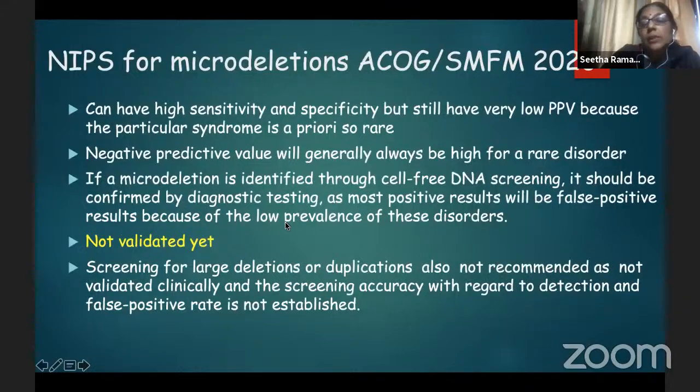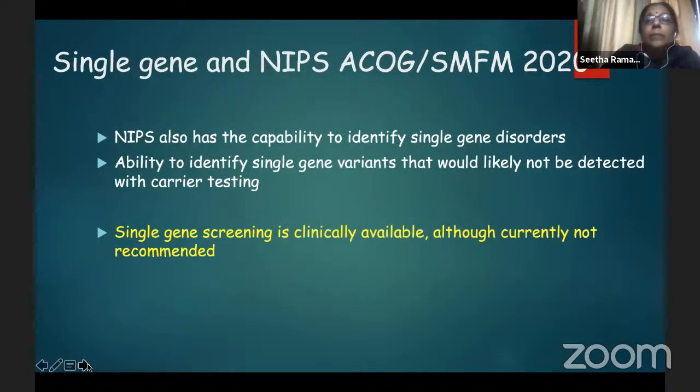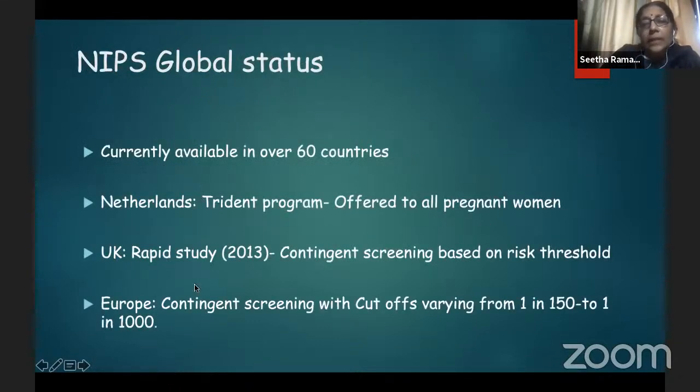For microdeletions, I'll move on. I will leave it to our next speaker. But as of now, they can have high sensitivity, but because of their very low positive predictive value, they are not validated yet. Similarly, for the single gene disorders, it is clinically available, but currently not recommended. So cfDNA screening globally is available in over 60 countries. The Netherlands offers it to all pregnant women. The UK does it by contingent screening, and Europe also by contingent screening, depending on the cutoffs, which vary from 1 in 50 to 1 in 1,000.